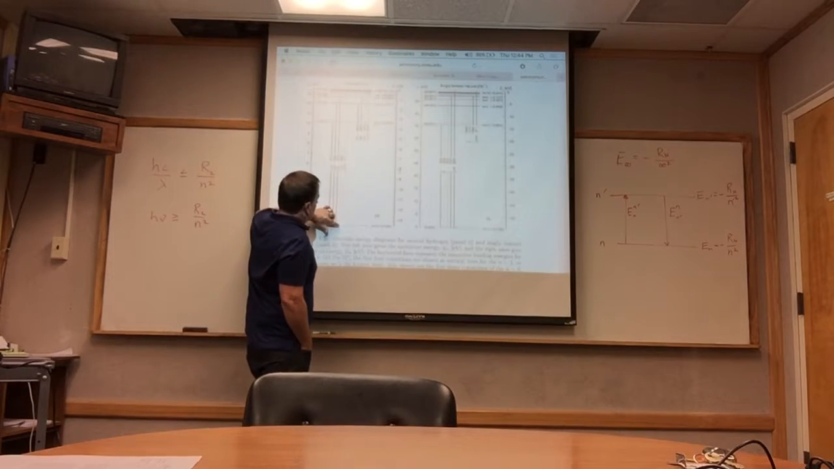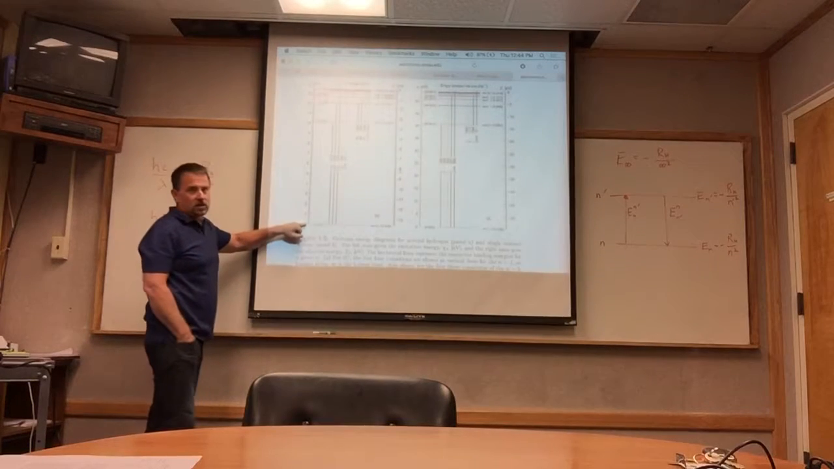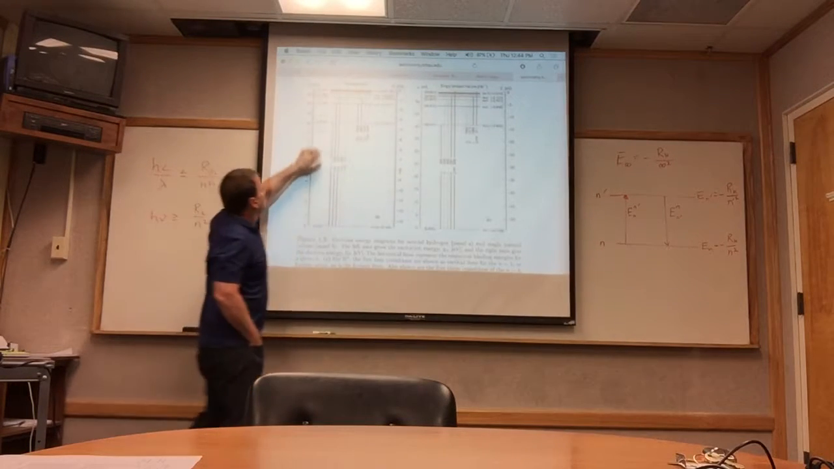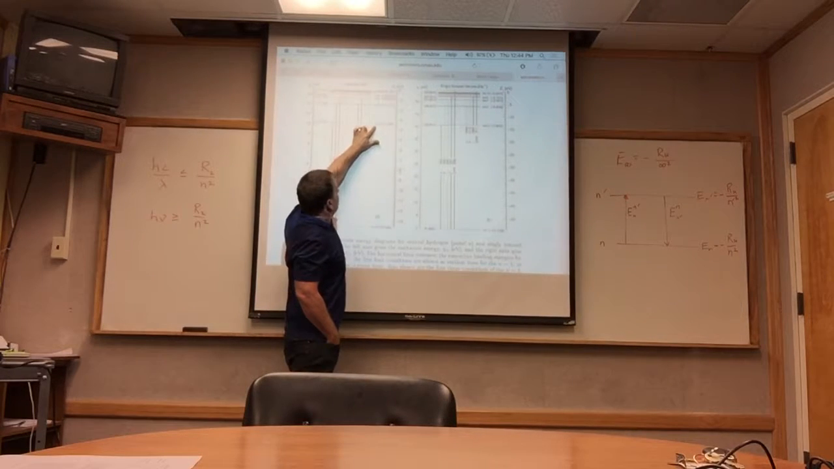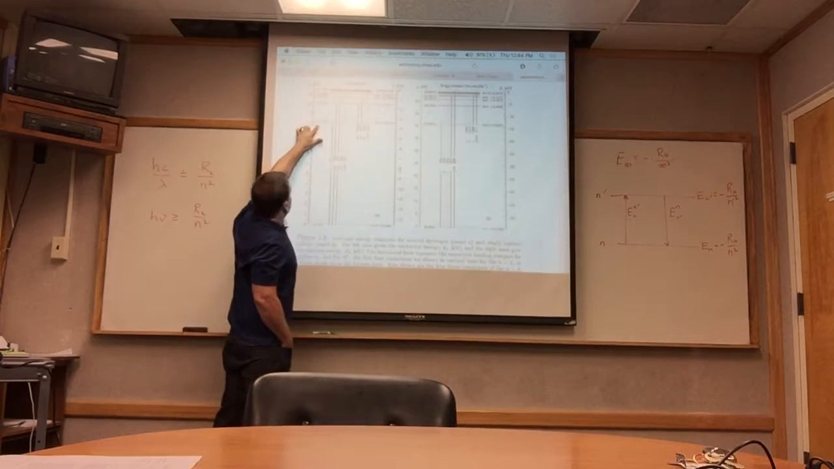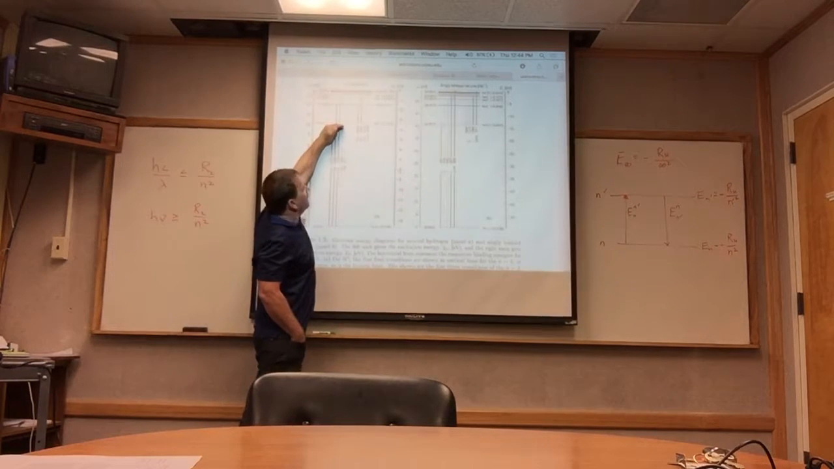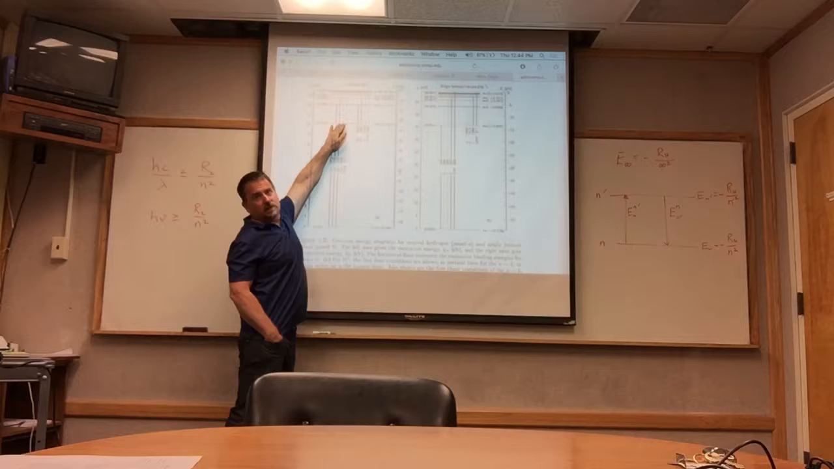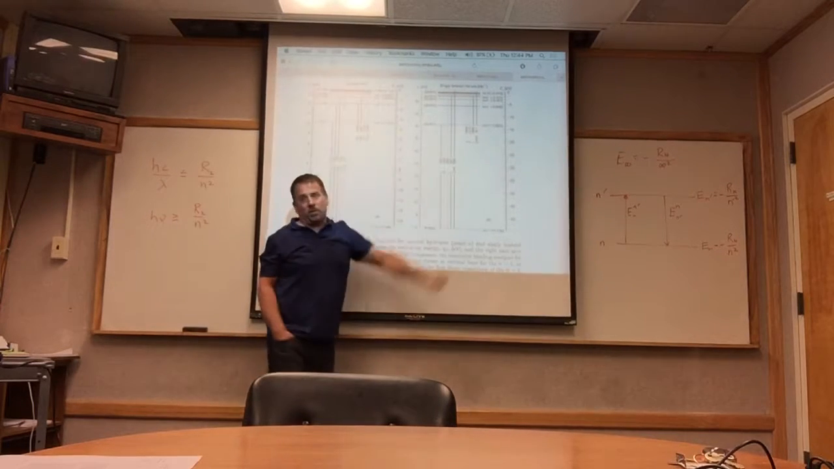The n equals 1 state is bound at minus 13.598, has excitation energy of 0. N equals 2 is bound at minus 3.4 eV and has an excitation potential of 10.2. It takes 10.2 eV to get you up there. But when you're there, you're bound at minus 3.4.